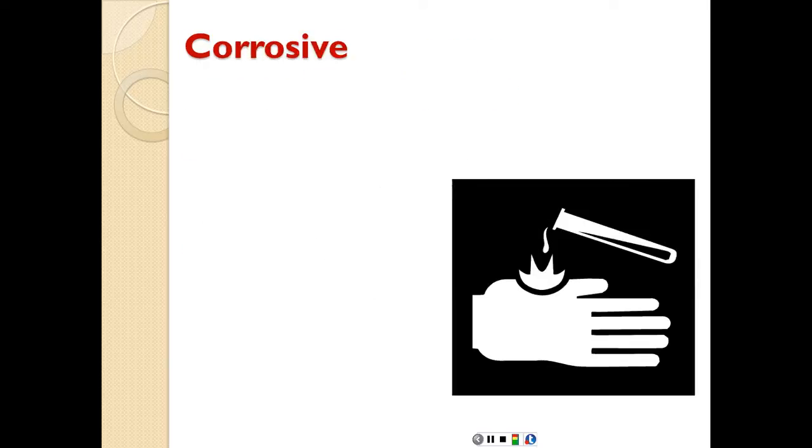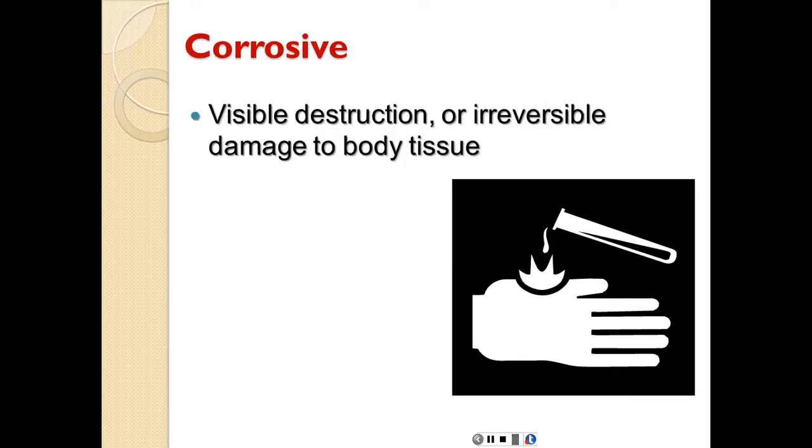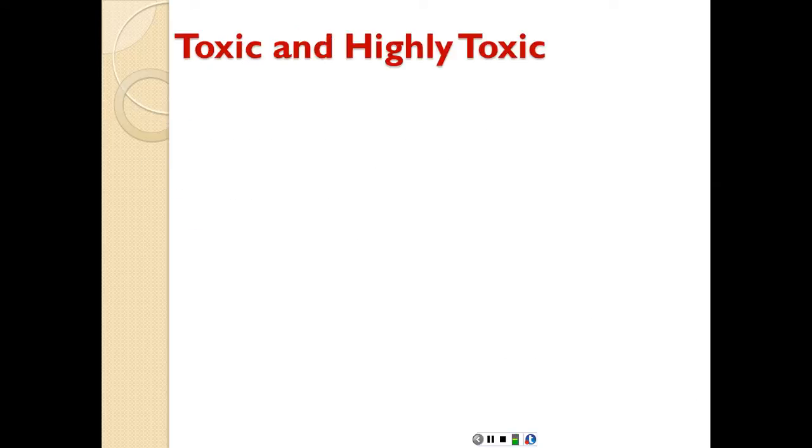So one of the first types of hazards is corrosive hazard, and it shows visible destruction or irreversible damage to body tissue. We can cite, for example, acids as being corrosive. And caustics or bases, some of them are also very corrosive.